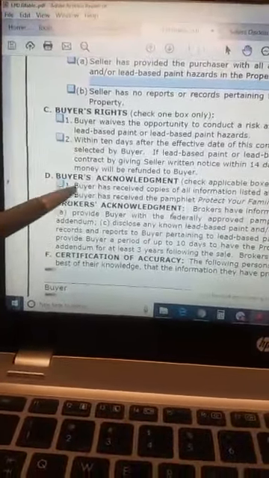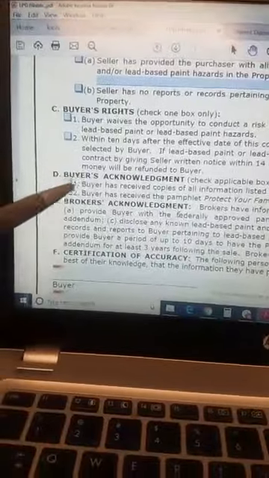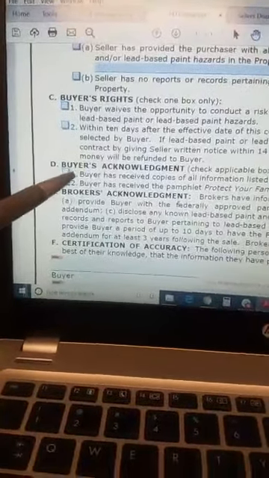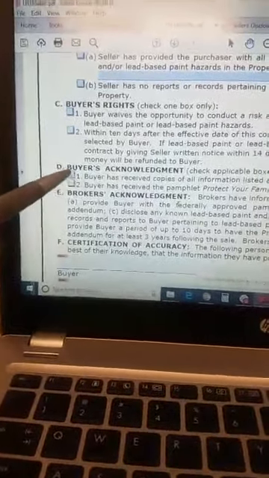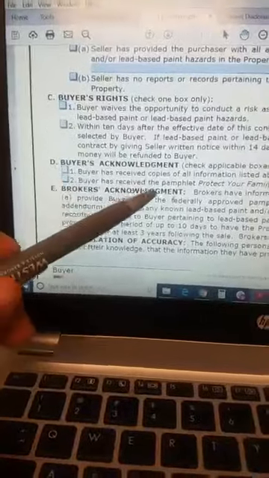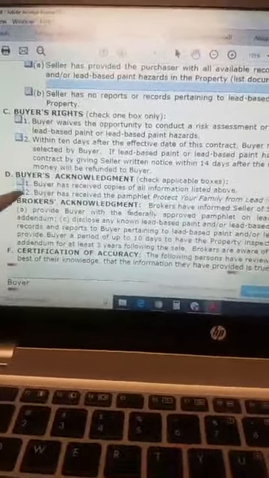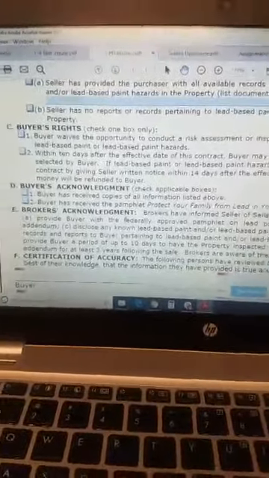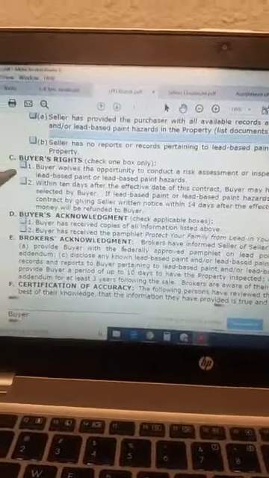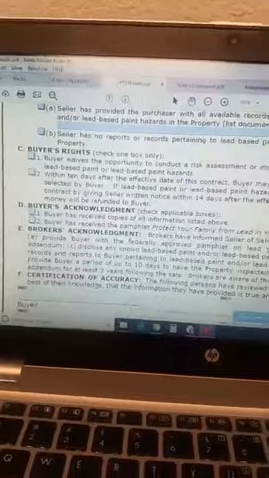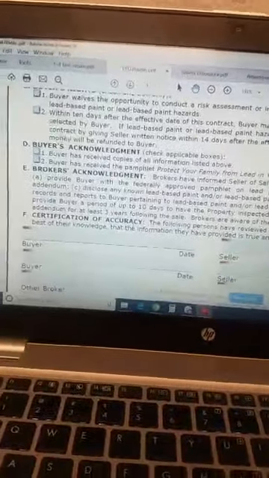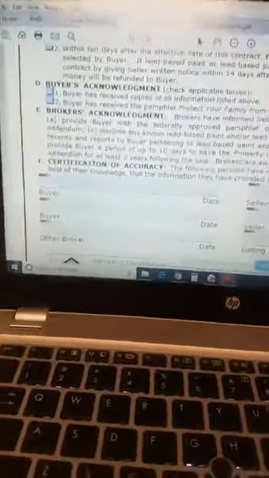You can also click buyer has received copies of information listed. That's only if the seller did say they had lead paint, so that's never checked off. You could click on buyer has received pamphlets, which is like propaganda material from the government. I'm just kidding. But no, C, I would go ahead and go with 1. C1 is what I would do as a wholesaler if I was out there in the field. Okay, and then you sign.